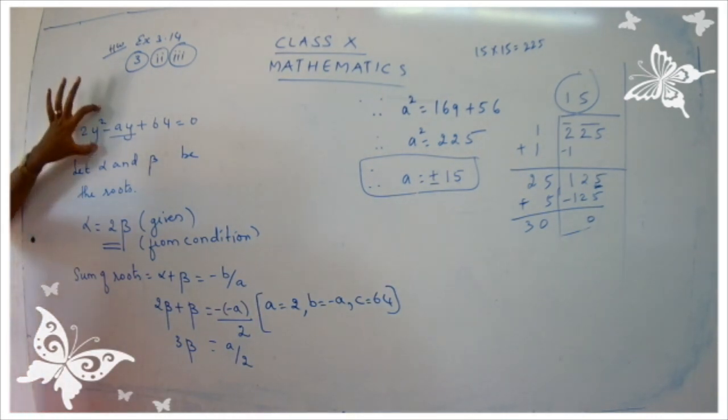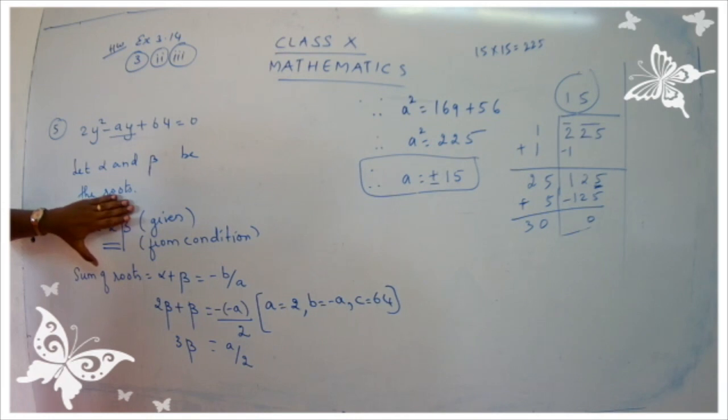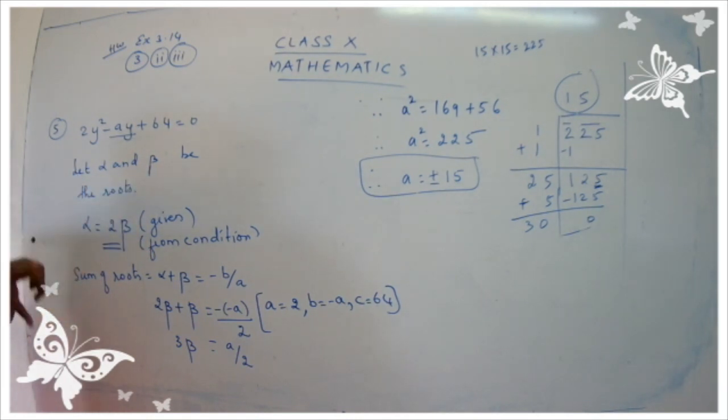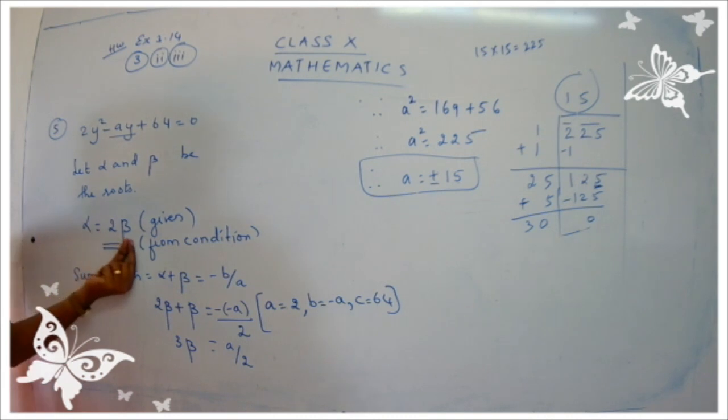So we started with the equation. What are the two roots we are taking as? Alpha and beta. What is the condition given? One root is twice the other. Twice the other means what? 2 times. So alpha is equal to 2 beta.